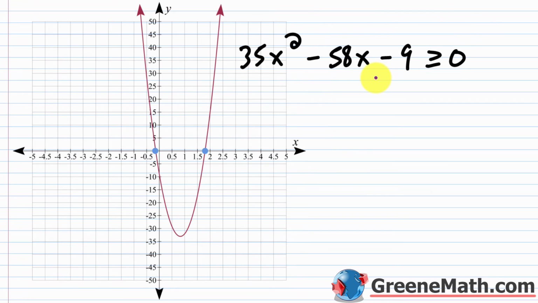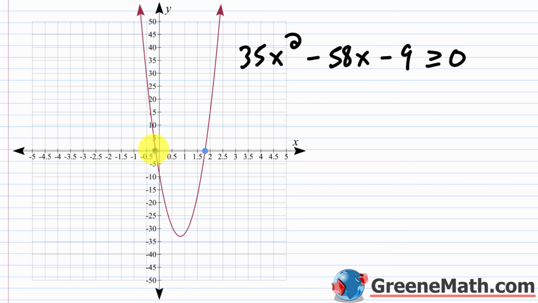Again, you can go to Desmos or whatever online calculator you want to use. Just type in the left-hand side here. So you can go y equals, or you can leave it off and just put 35x squared minus 58x minus 9. So just the left side, okay? Don't put this in. So you're going to produce this graph, and what you're looking for are the x values that are going to produce y values that are either 0, so that means you're on the x-axis, or greater than 0, so that means your graph is above the x-axis, right? That's where your y values are greater than 0.